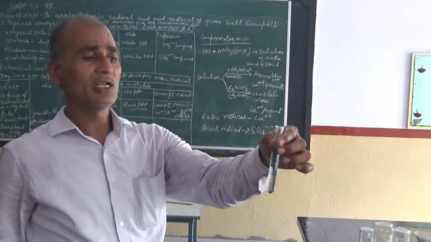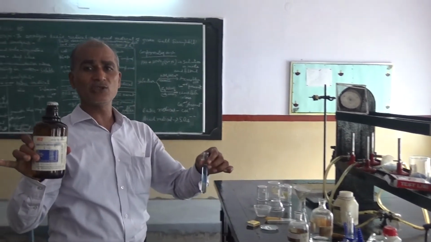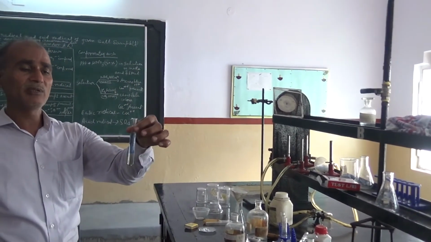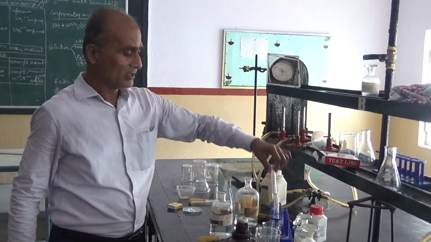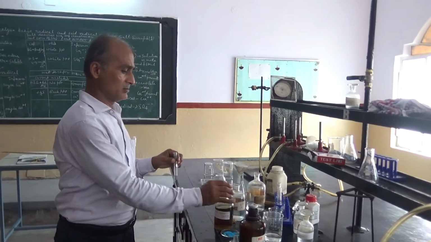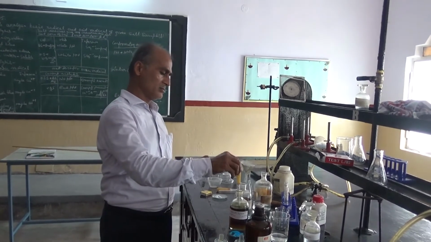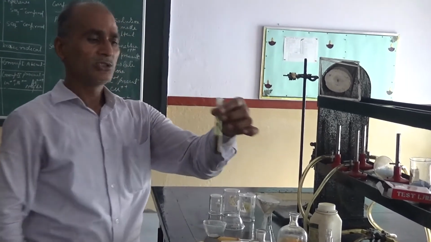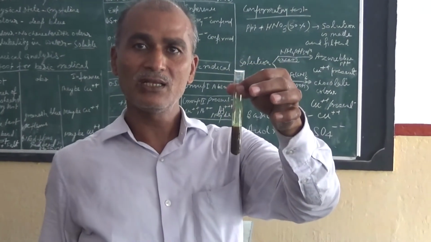To the given salt solution we add ammonium hydroxide solution. This is your ammonium hydroxide solution and the salt. Now the solution turns blue. That means our given salt is of the cupric ion. In the second part, we'll add potassium ferrocyanide solution. A chocolate colored precipitate is obtained. It gives confirmation of the cupric ion.